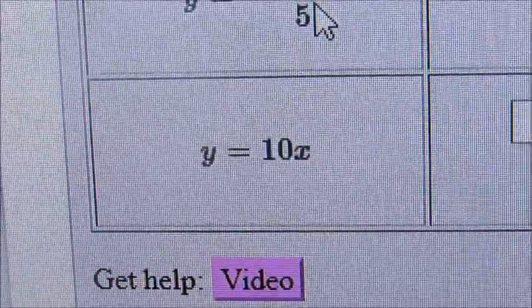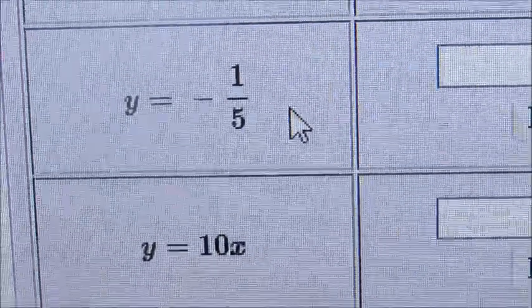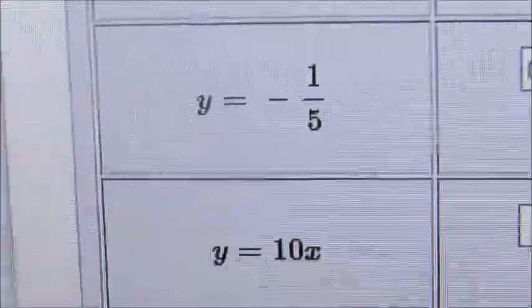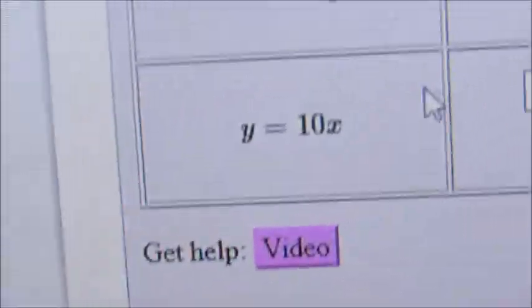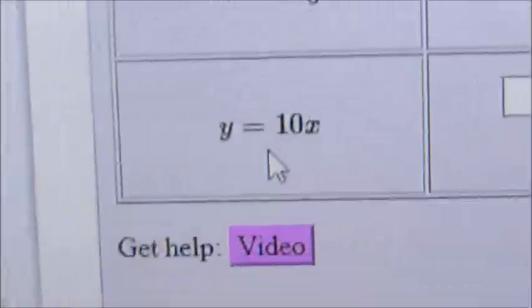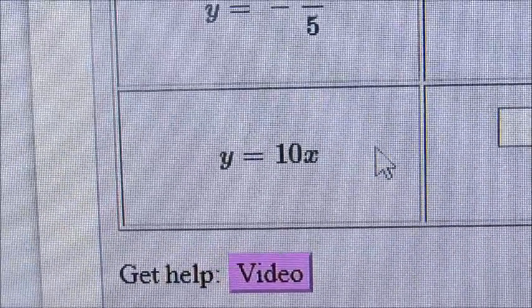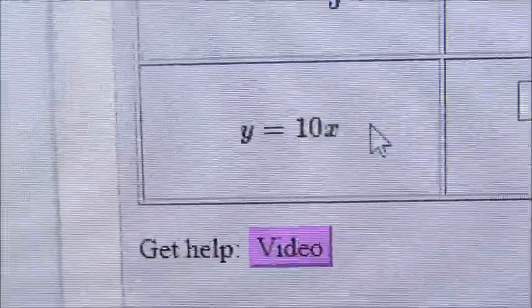Okay, this one we have y equals -1 over 5. So we don't have any x here, so that means we have 0 x's, so our slope is 0, and it's going to cross right where y is at -1 over 5.